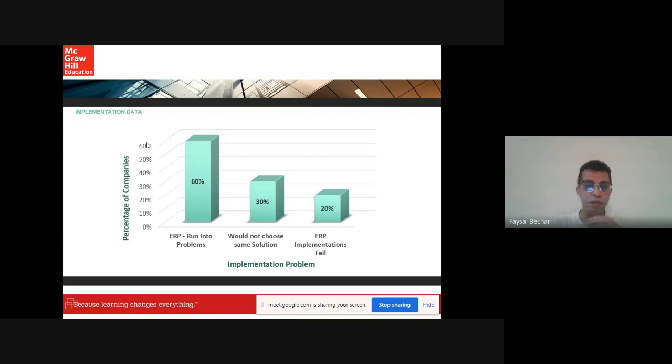They just saw what the neighbor was using and said, we will use the same. That doesn't mean your neighbor, or someone in the same industry, has the same processes and procedures. You want to make sure you match your process and procedure to the application, or the application matches your process. And the last thing: 20% of implementations failed, which sometimes involves $3-4 million lost in the implementation.